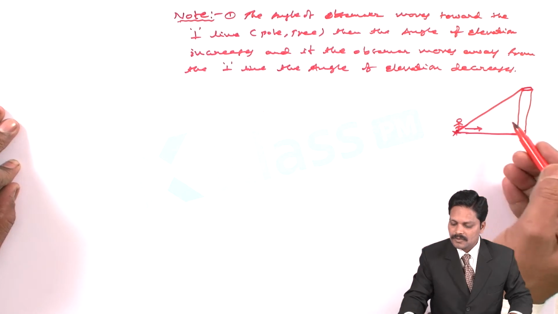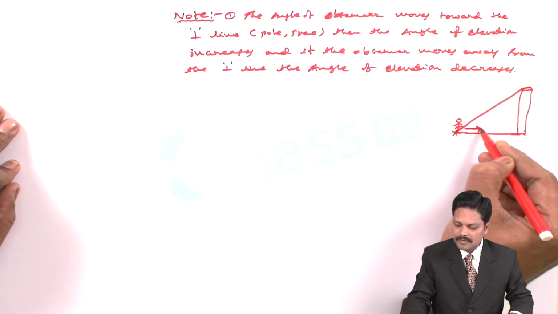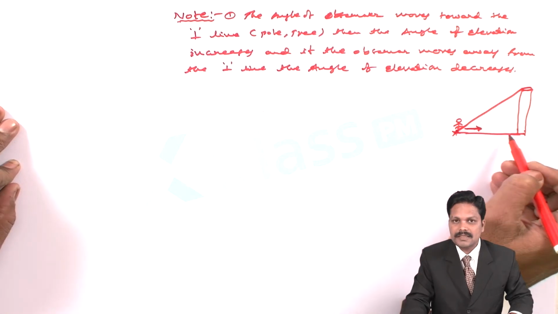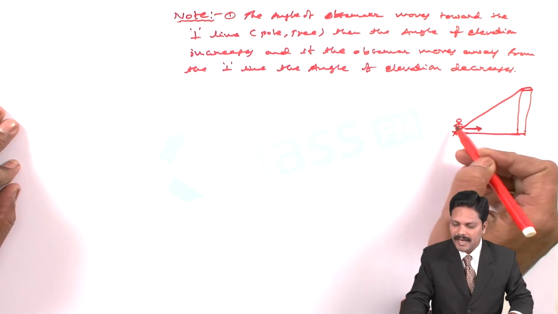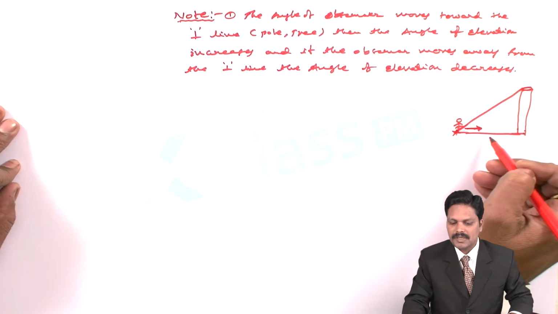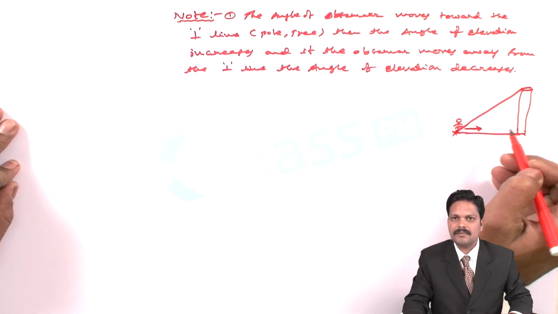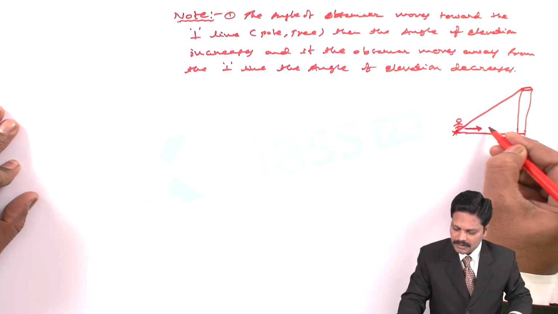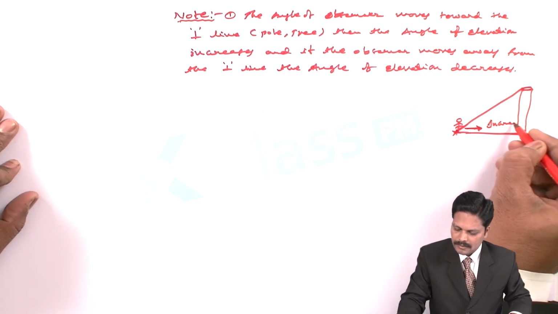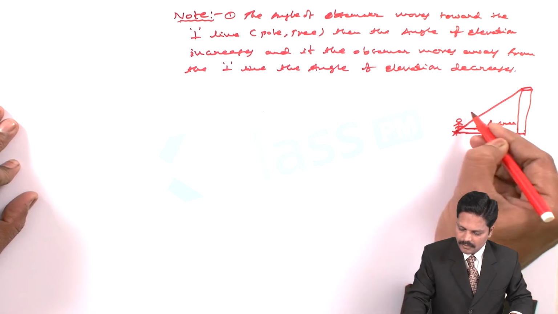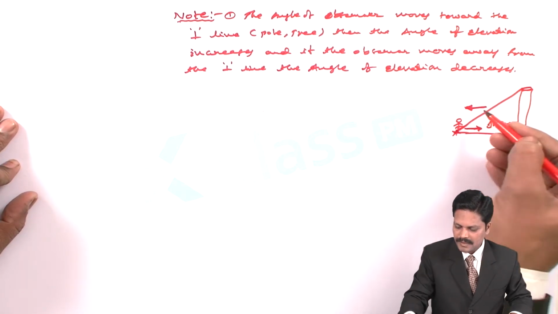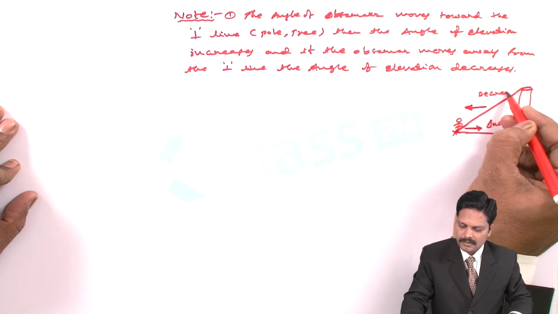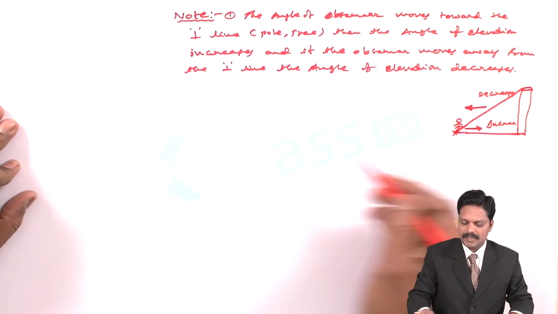Then the observer moves back. If he is moving towards the particular object, the angle is increasing, and if he is moving back, then the angle decreases. This is the meaning of this point. If he goes towards the particular object, it increases. If he goes back from the particular place, then the angle decreases.